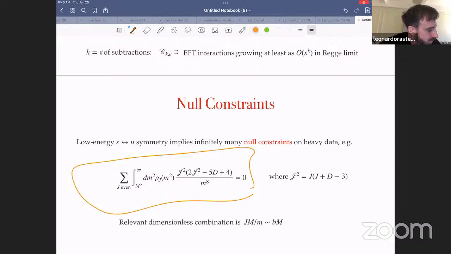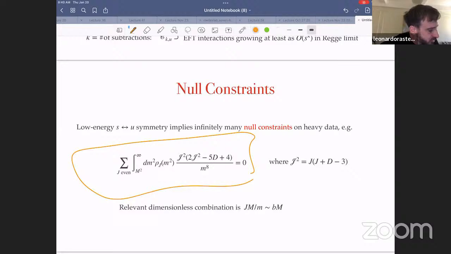And you can see that the relevant dimensionless combination here is the product of J over little m, which we can re-express. If you think about it, J over little m is the exchange energy. So classically, that would be the impact parameter of the process. If you have two particles scattering at angular momentum J and energy little m, then the combination b is J over little m. And so the relevant dimensionless combination is the impact parameter times the cutoff.